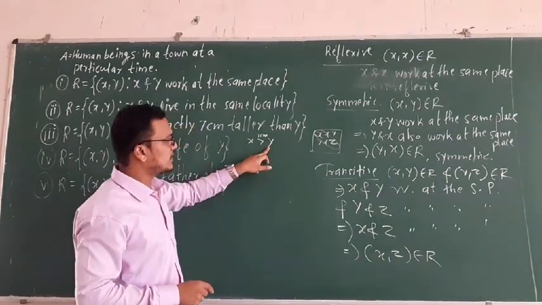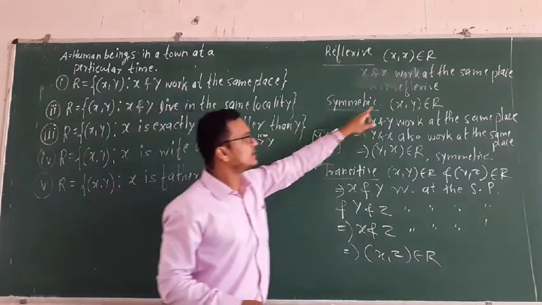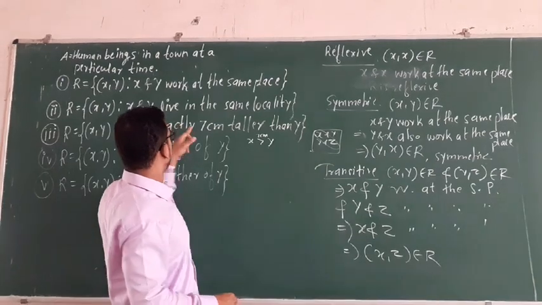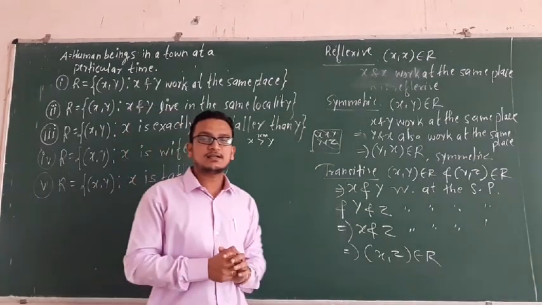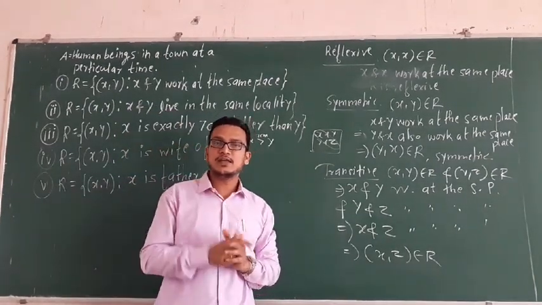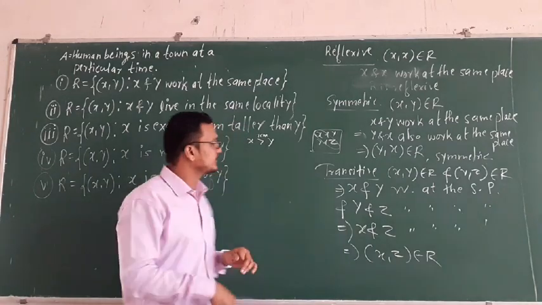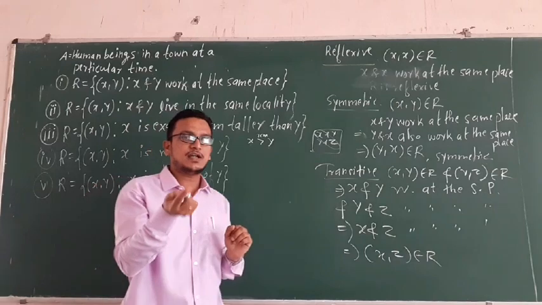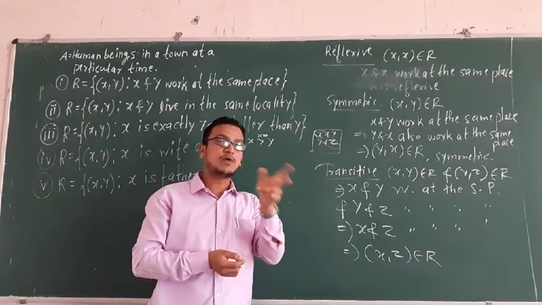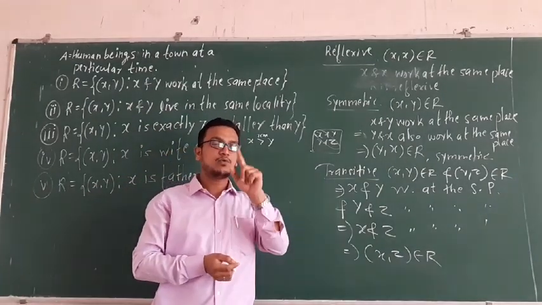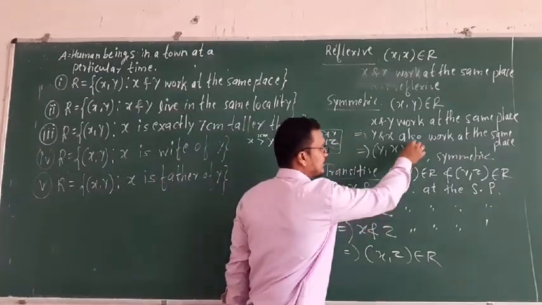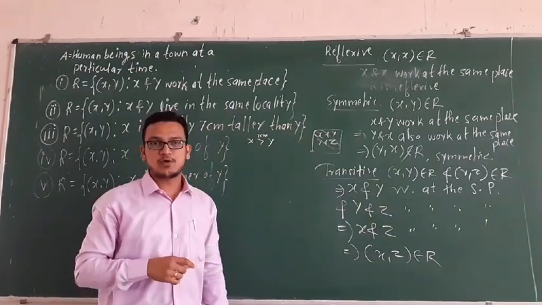If you take the reverse, what does the symmetric relation say? (y, x) also belongs to R. But if I use this statement, what will we get? y is exactly 7 centimeters taller than x, which is false. Why? Because we have already said x is greater than y, so you can't say that y is greater than x. If you say y is less than x, that is possible, but y greater than x is not possible. So for that example, (y, x) does not belong to R.